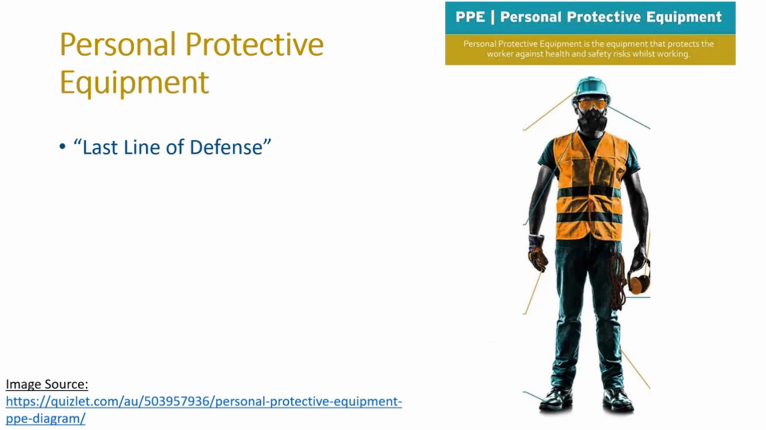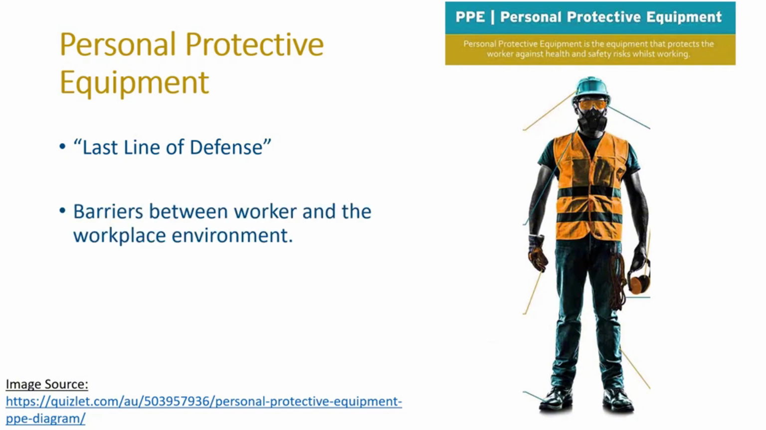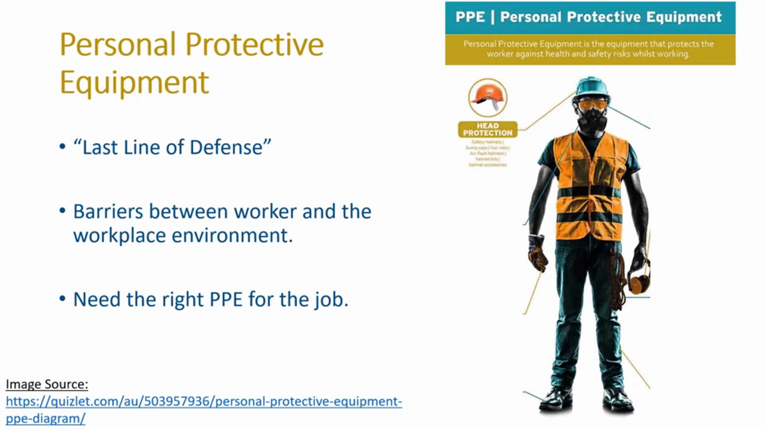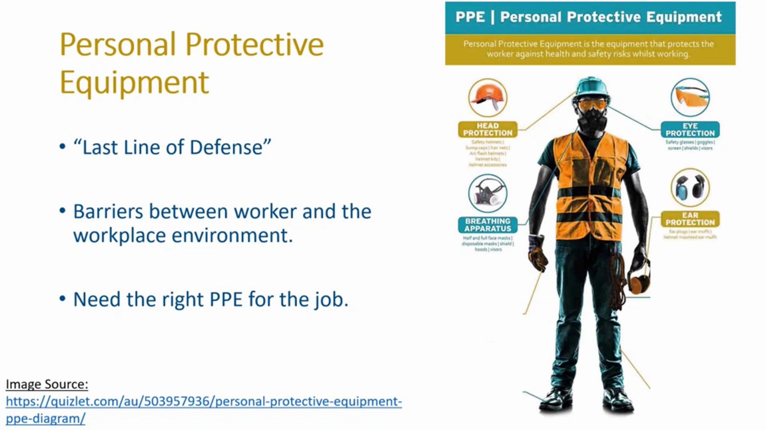Important last line of defense control measures are personal protective equipment, or PPE. PPE are barriers between the worker and the workplace environment. Different jobs will require different PPE, so it's important to have the right personal protective equipment for the job. Different types of PPE include head protection, like safety helmets, eye protection like safety glasses or goggles or screens or shields, breathing apparatus, this can include a full face mask or disposable masks.